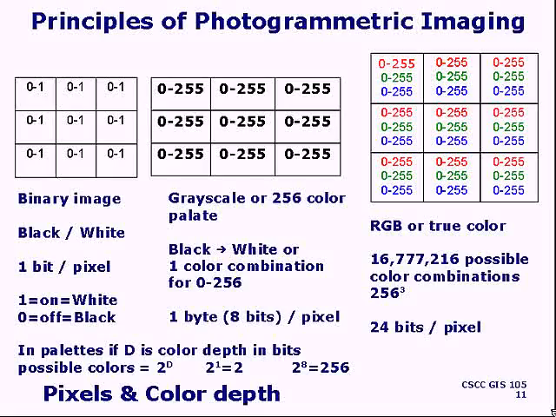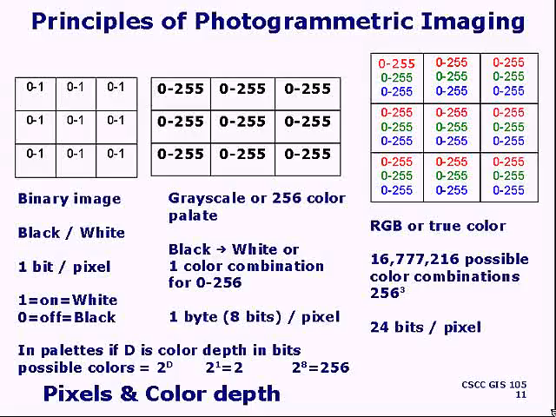The terms RGB, true color, 24-bit, all mean basically the same thing. There are 3 color planes, red, green, and blue. Each one of those has 0 to 255 different possibilities. So that gives us 256 to the third power, or 16 million possible combinations.